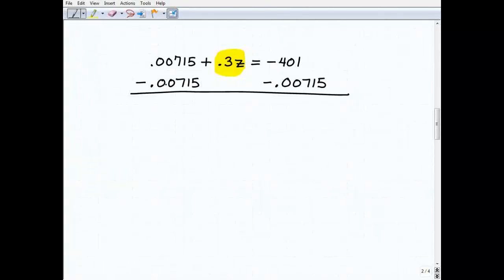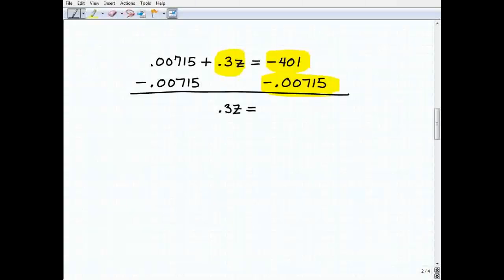All right, so when I subtract this negative 0.00715 from both sides, I'm going to get 0.3z equals, so now in my calculator I'm going to have to go negative 401 plus a negative 0.00715. Now if you don't want to deal with the negative signs in your calculator, because we're going to be adding these up and it's going to be negative, you can just add these up and keep the negative sign. As long as you understand your positive negative number rules, you're going to be fine.